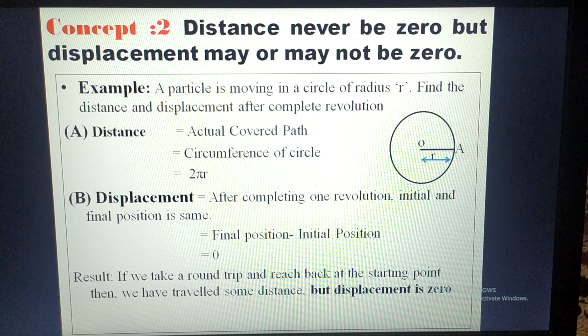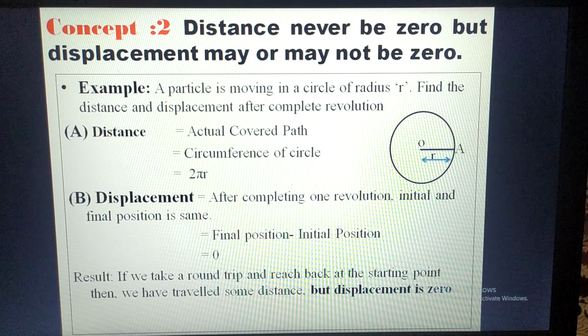I hope concept 1 is clear to you everyone. Now concept number 2: distance can never be 0 but displacement may or may not be 0. We will understand this concept by taking an example. A particle is moving in a circle of radius r. What would be the distance and displacement after a complete revolution?